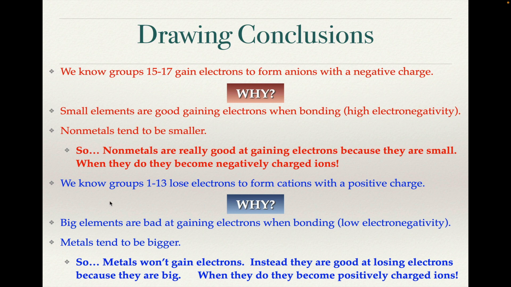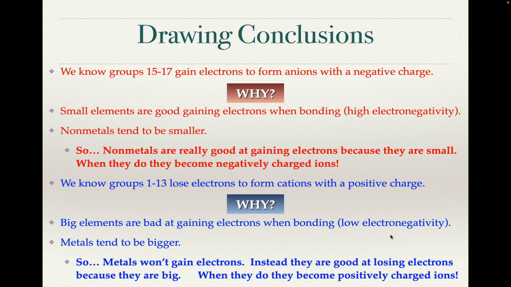If we flip it around, we know that groups 1 through 13 lose electrons to form cations with a positive charge. Okay, so why do they do that? Well, big elements are bad at gaining electrons. So if they're bad at gaining, that means they're good at giving them away, the opposite. Metals tend to be bigger, so metals won't gain electrons. Instead, they're good at losing electrons because they are big. When they do so, they become positively charged ions.